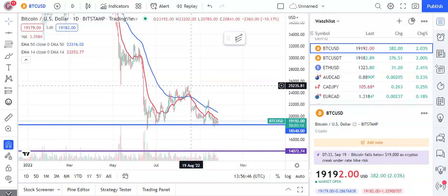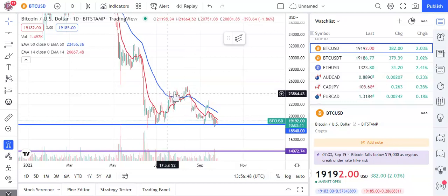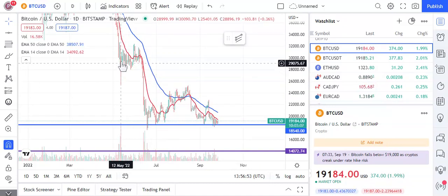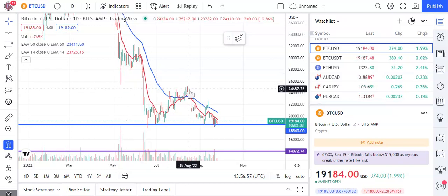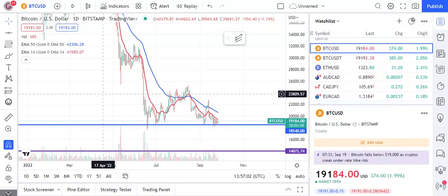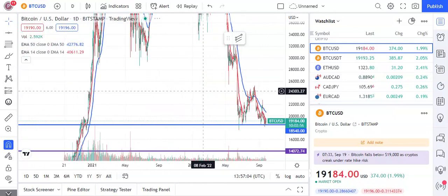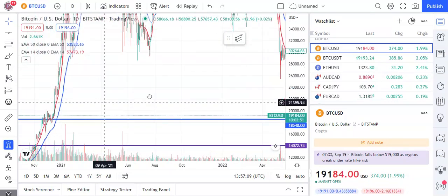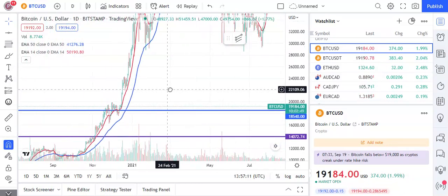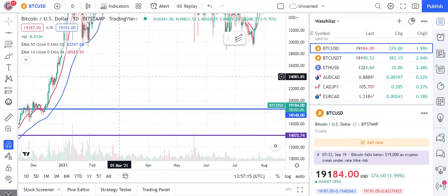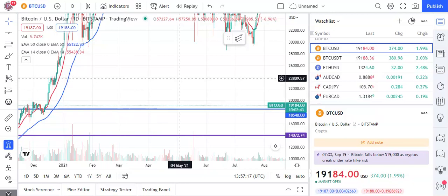Now, there's another point of rejection here, another rejection here. You can see this rejection here. This is an area of support, resistance, support. Here is resistance. This particular point here is support. Let me squeeze the chart to see if I can get another rejection. Okay, I can see here is a very valid point of rejection.